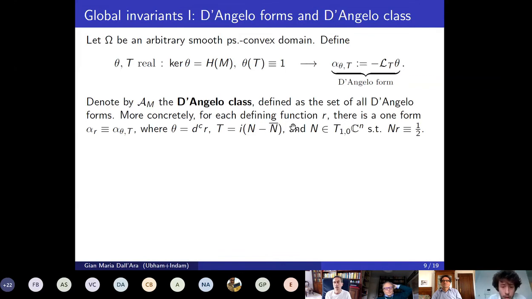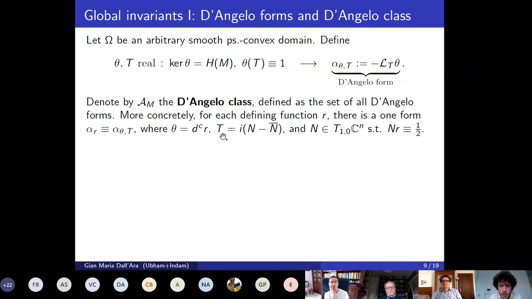But if you want to think more concretely, for any possible defining function R of your domain, you may in fact define one of these classes. How do you do that? Well, if you have R, you can consider the DC of R. I recall that the DC is del bar minus del of R. And this actually gives you all possible choices, as you vary the defining function, of these contact forms theta.